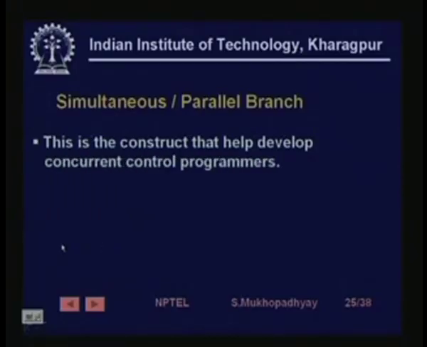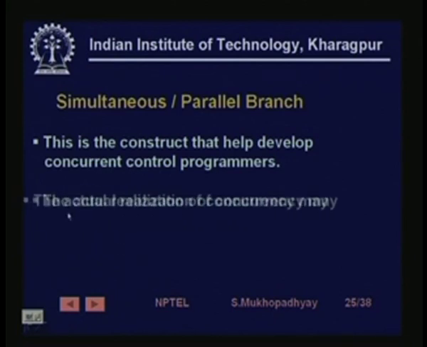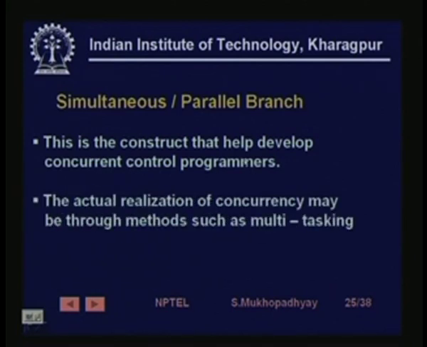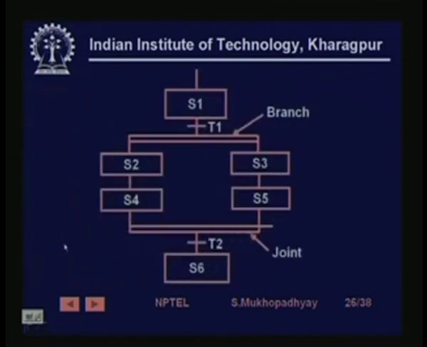Just like selective or alternative branches, you can also have simultaneous or parallel branches. This is a new construct which is not possible to be implemented in a normal state machine. It is a construct that helps concurrent control programs. The actual realization of how you will run concurrent executions can be made using various operating system methodologies such as multitasking.